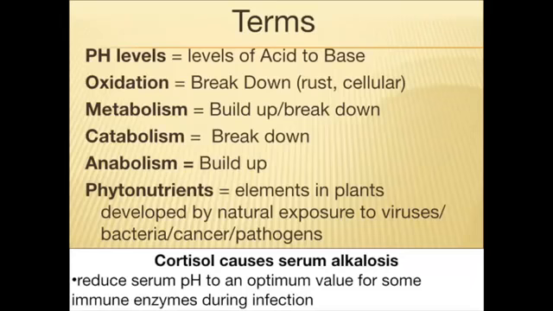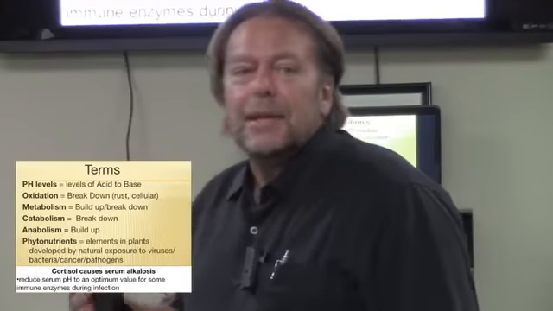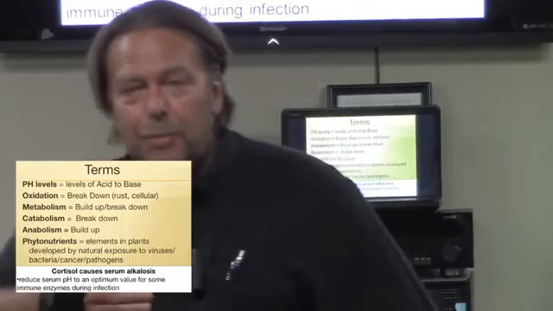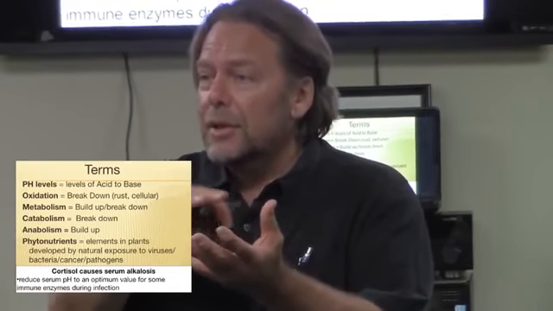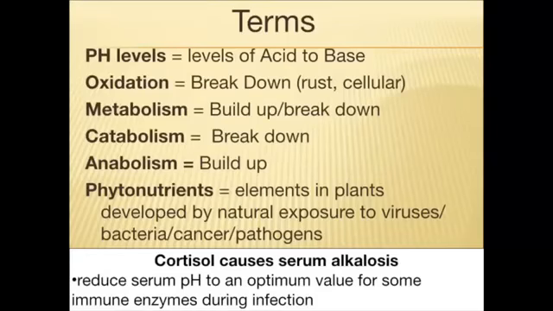And then when we look at oxidation, this is how your body breaks down cells. It's the same thing as rust. Like if you ever slice an apple, how it starts to turn brown, that's oxidization, where the tissue is actually breaking down. Then we have metabolism, and this is the buildup and breakdown of different tissues. What's interesting, there's two parts, breakdown and buildup, catabolism and anabolism, and phytonutrients.